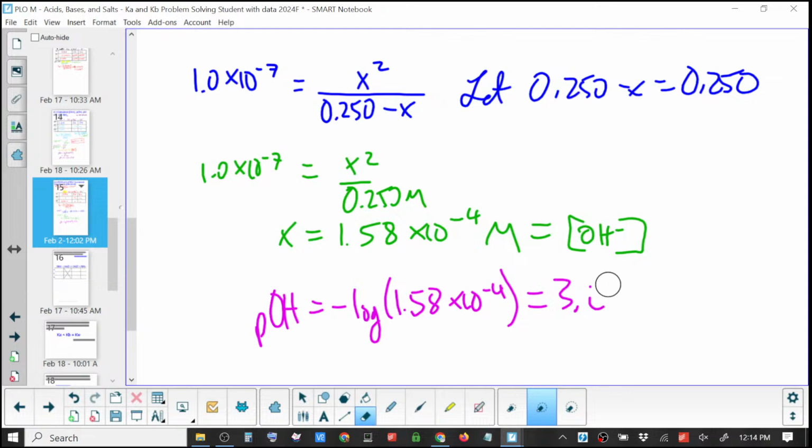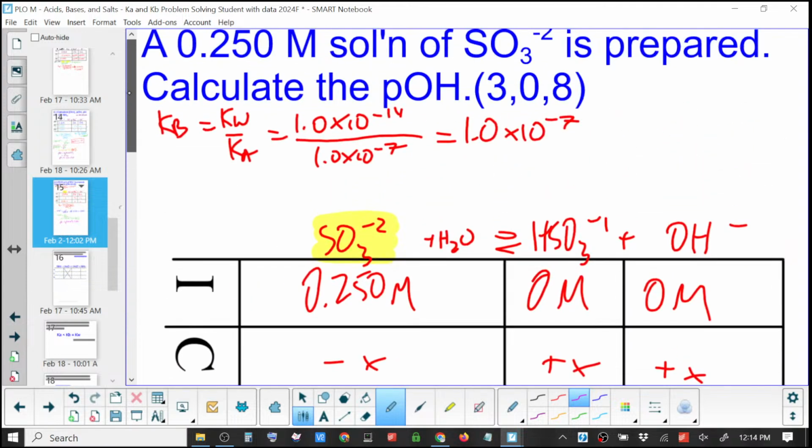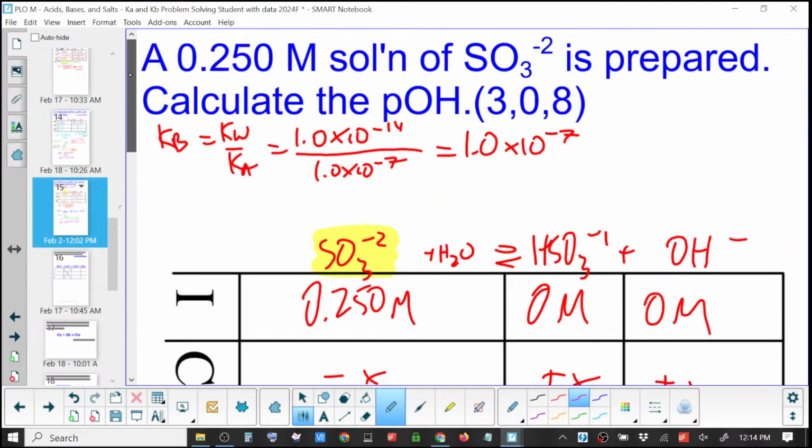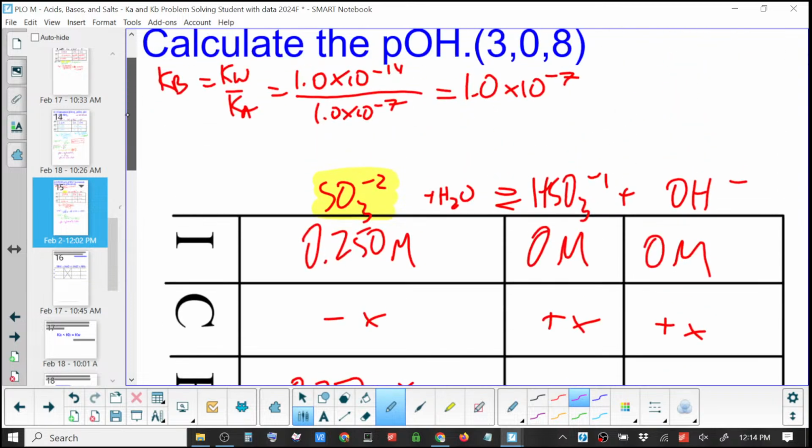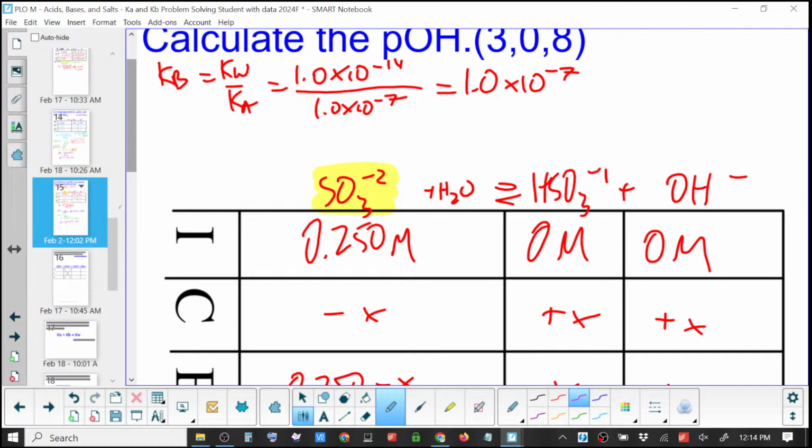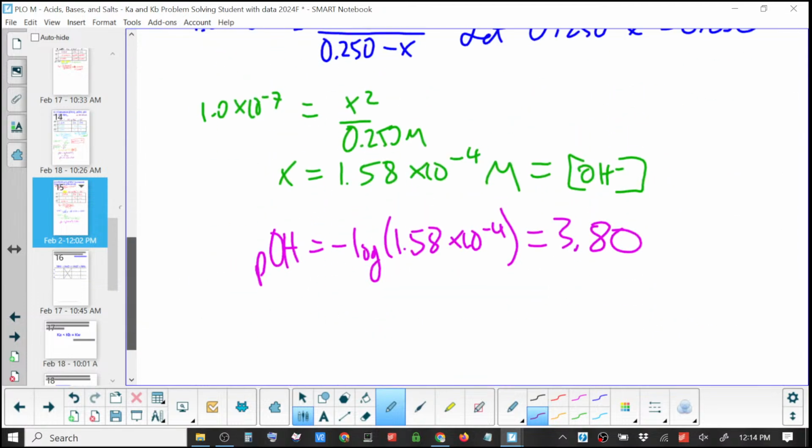2.80, right? Excellent. 2 sig figs. Double check that you have 2 sig figs all the way from the beginning. We should have 3 sig figs. Hold on, but we look up the Ka, and the Ka has only 2. So that means 2 sig figs.